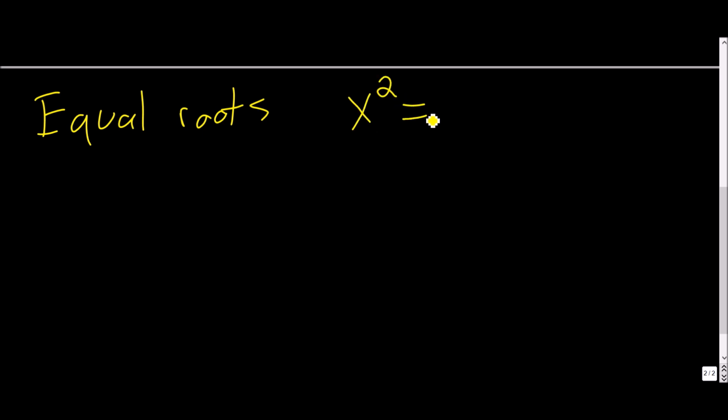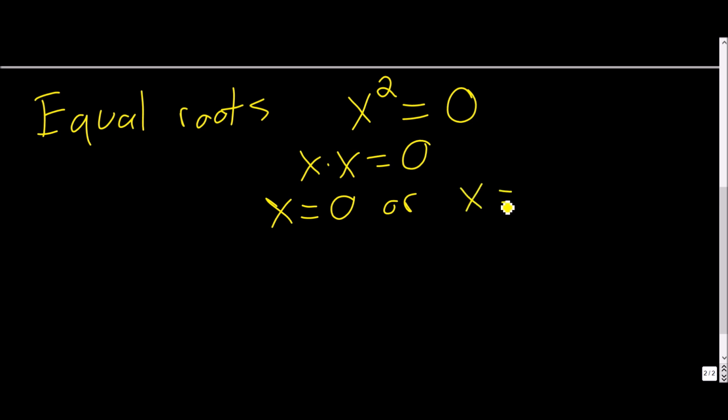Okay, so then we see, well, what about equal roots? Equal roots are going to be where you have two roots that are the same. So let's say, for instance, we have an equation like x squared equals 0. Well, x squared equaling 0 has two roots. So we can separate this. You can think of this like x times x equals 0. Well, either x equals 0 or x equals 0. They're the same answer.